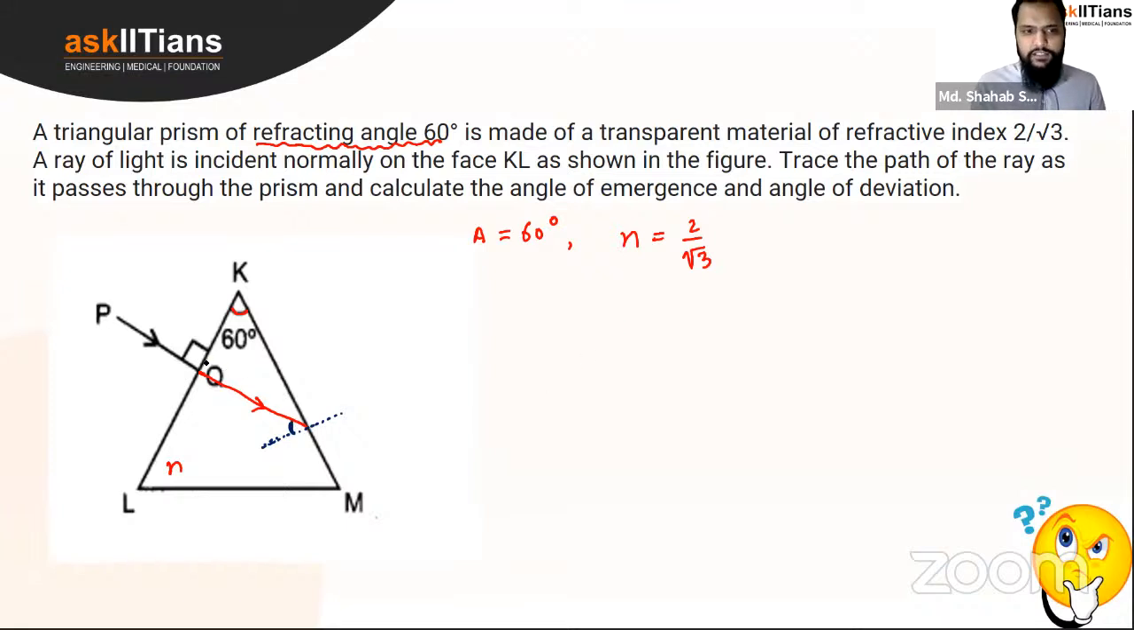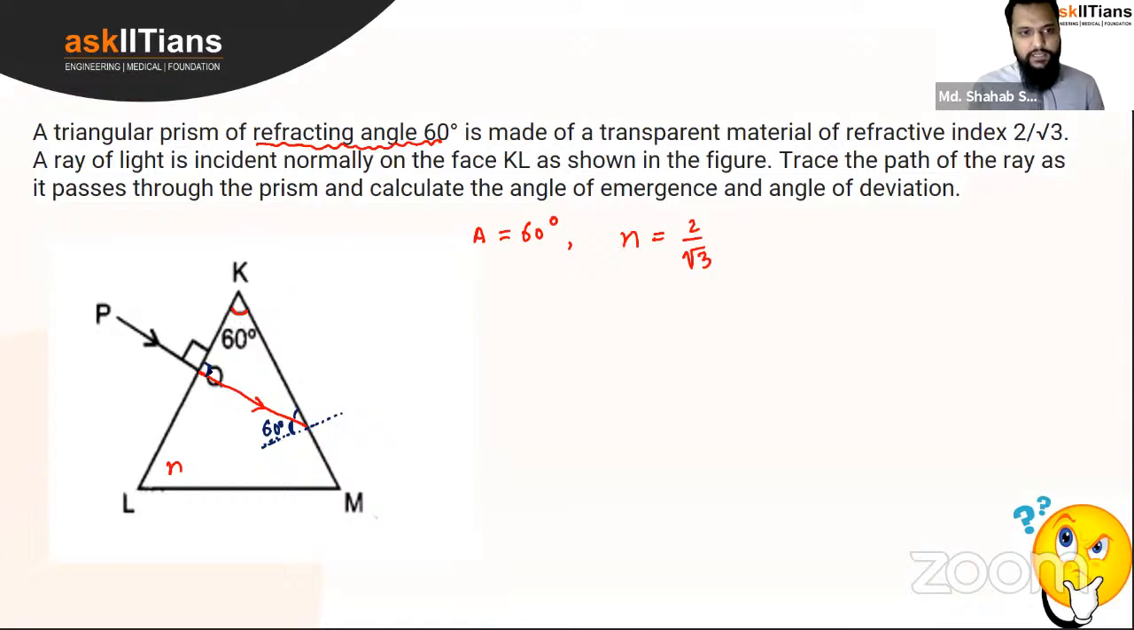So it's very easy to identify because we know this is 90 degree. 90 plus 60, 150, right? 90 plus 60, 150. So this should be 30 degree, right? So that total is 180. And if this is 30, this should be 60 degree. I hope you guys understand it.